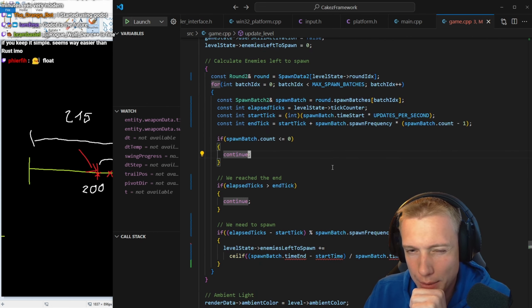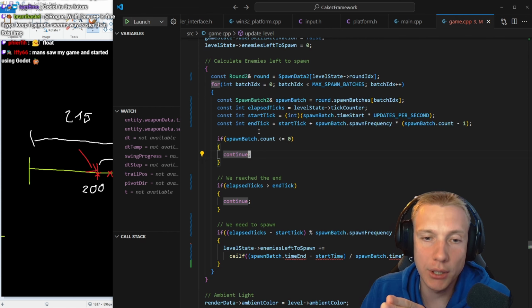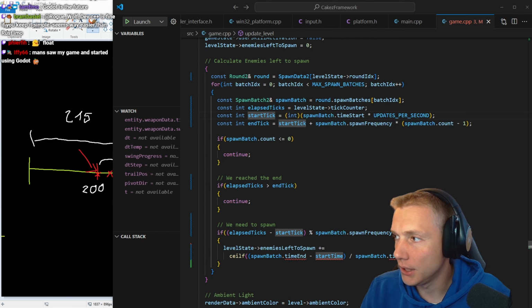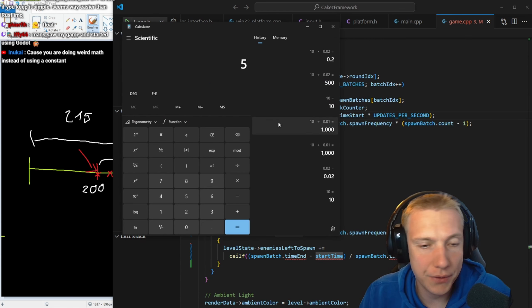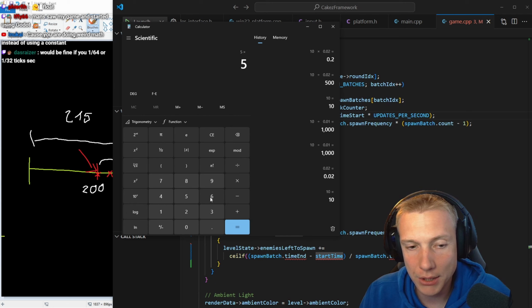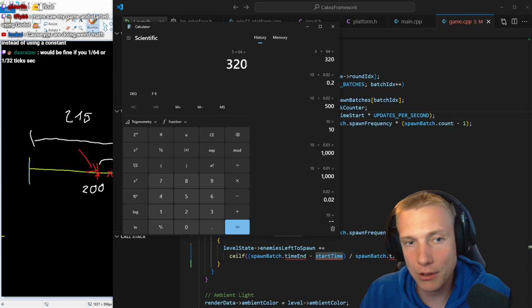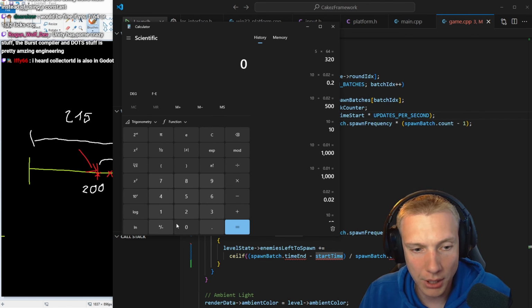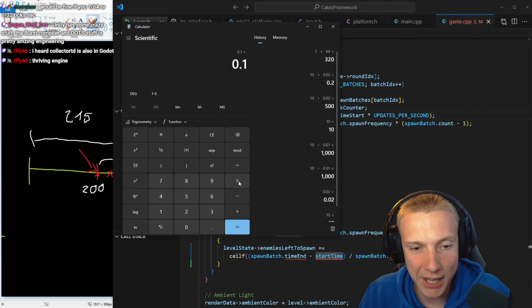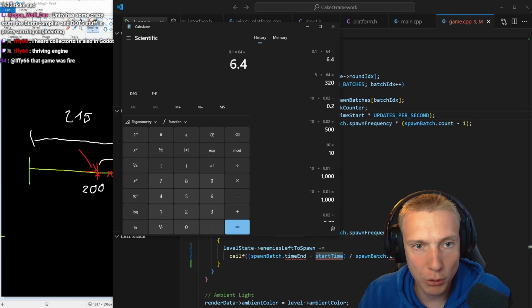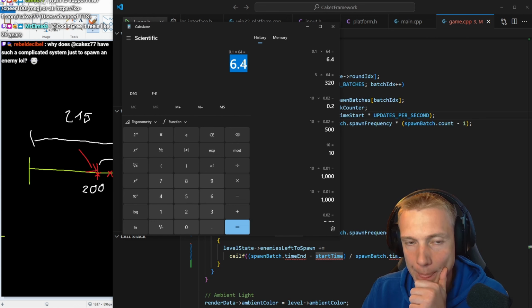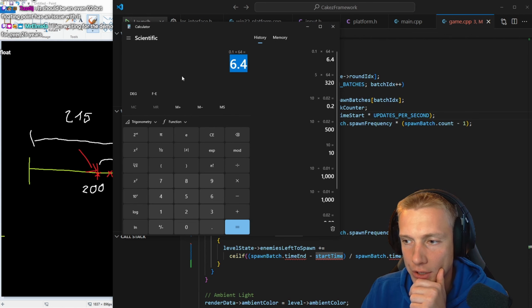Anyways, so this is how I want to do it. Where's the calculator? Let's say we start on 5 seconds. We multiply that by the tick rate. If we have 64 ticks, then that's 320 ticks. Now I say I want to spawn an enemy every 0.1 second. Multiply that by the tick rate of 64, and that would be every 6.4 ticks. That doesn't work. So I have to say it spawns every 10 ticks.